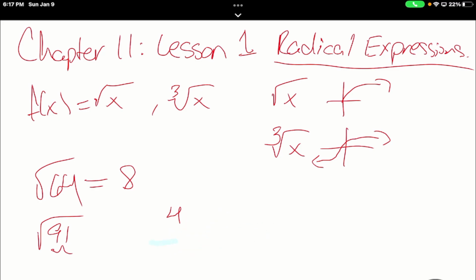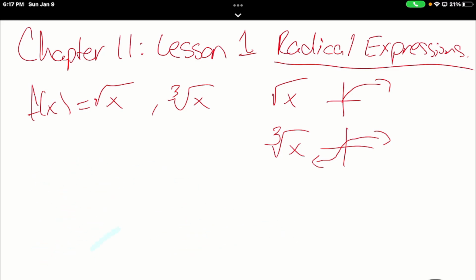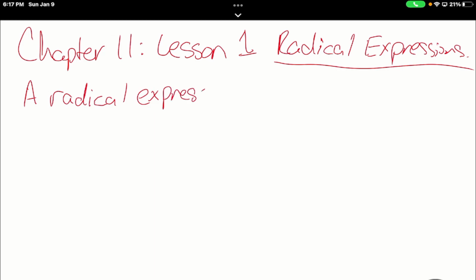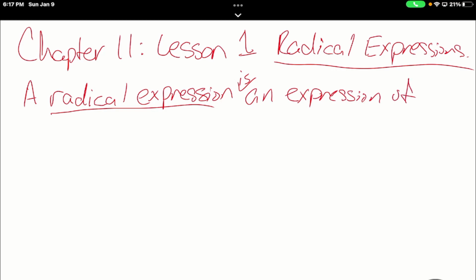So, as a little aside, let's get rid of those. What I'm going to focus on is the different parts of a radical expression. So let me formally define what a radical expression is. A radical expression, in fact, that's fine, I'll keep it red. A radical expression is an expression of the form.